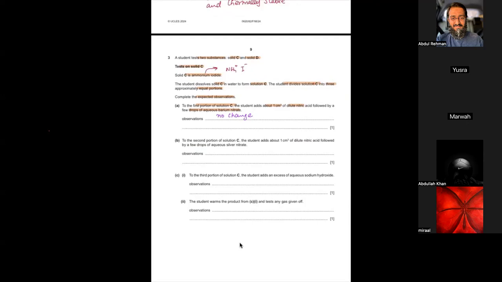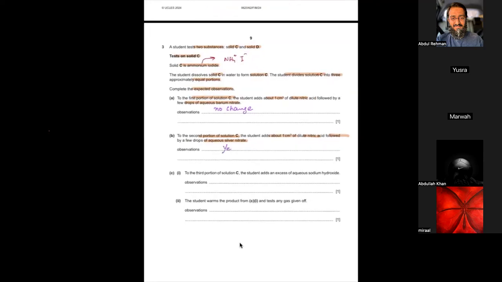Now, to the second portion of solution C, the student adds 1 cm³ of dilute nitric acid followed by a few drops of aqueous silver nitrate. So we have just seen that when there is an iodide and you add silver nitrate, what are you going to get? You are going to get a yellow precipitate.